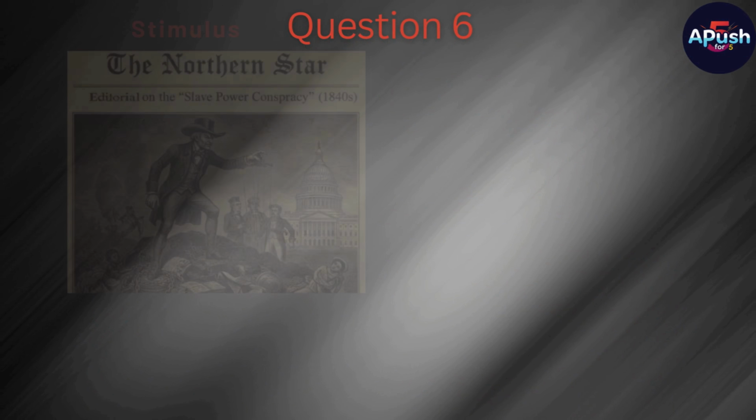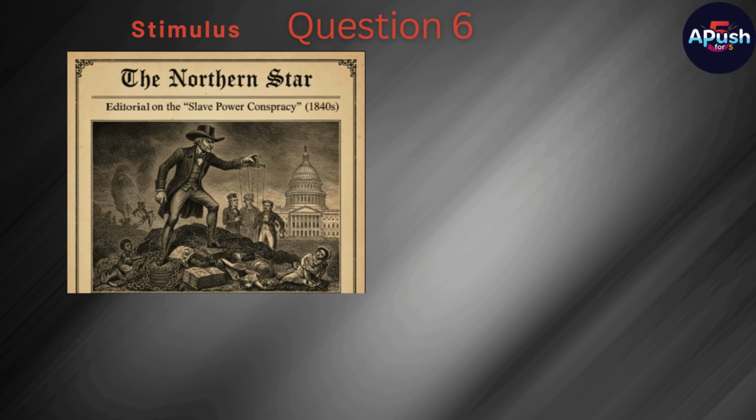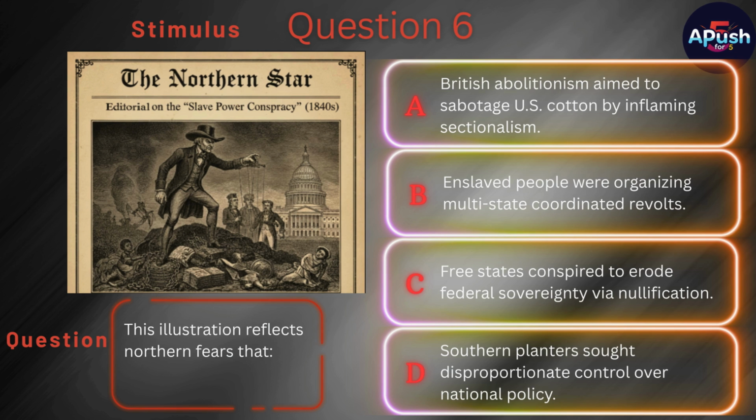Question 6. Stimulus. Editorial on the slave power conspiracy, 1840s. A grasping aristocracy of planters would rule the republic through bondage and fear. Question. This illustration reflects Northern fears that: A. British abolitionism aimed to sabotage U.S. cotton by inflaming sectionalism. B. Enslaved people were organizing multi-state coordinated revolts. C. Free states conspired to erode federal sovereignty via nullification. D. Southern planters sought disproportionate control over national policy.